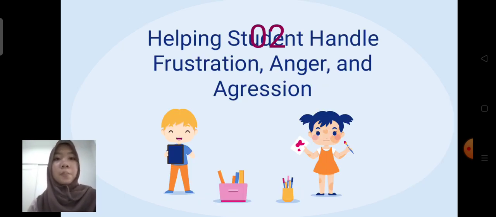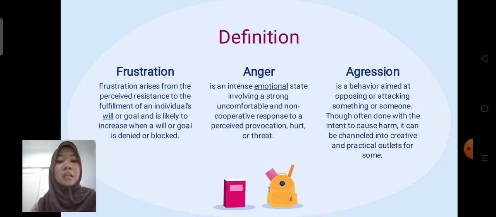Okay, move to the second topic, helping students handle frustration, anger, and aggression. This is the definition of frustration, anger, and aggression. Frustration arises from the perceived resistance to the fulfillment of an individual's will or goal, and is likely to increase when a will or goal is denied or blocked.